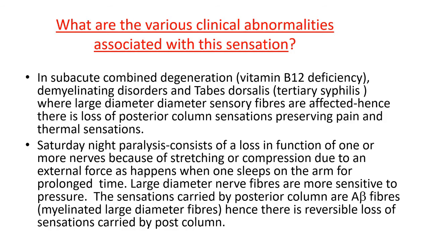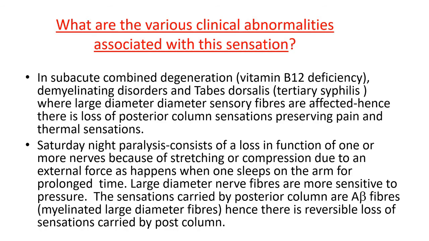If B12 is absent, there is no synthesis of myelin, and B12 is also necessary for normoblastic erythropoiesis in hemopoiesis. So in the absence of B12, there is megaloblastic erythropoiesis. That is why you have macrocytic anemia. The large cells are produced. That means erythropoiesis is not in a normal phase.